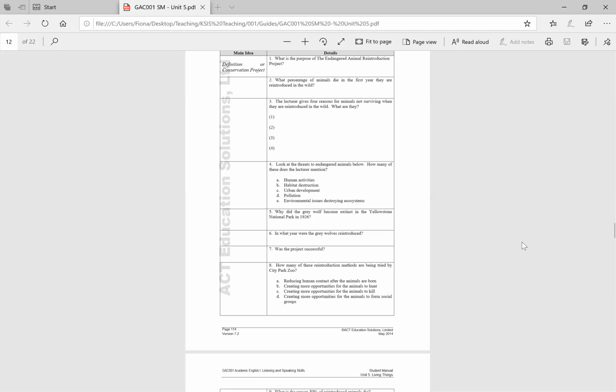So the first one is they lack hunting skills, so they can't feed themselves. If they can't feed themselves, they'll die probably of starvation or malnutrition.